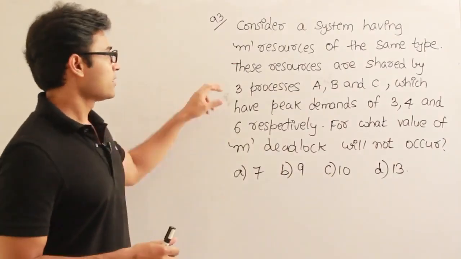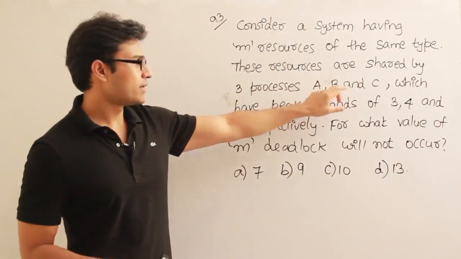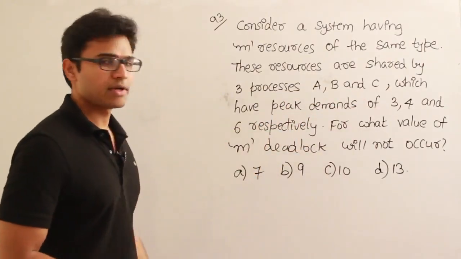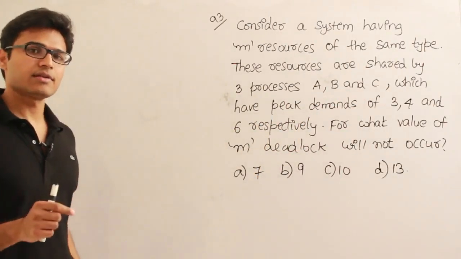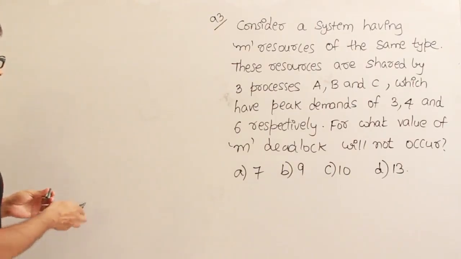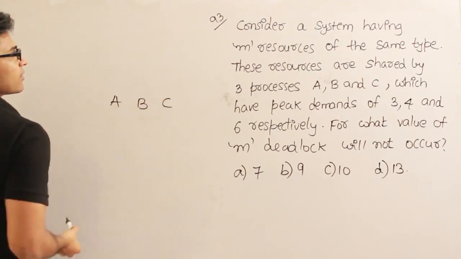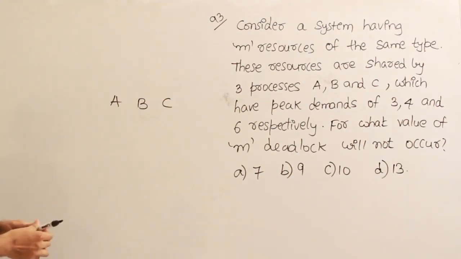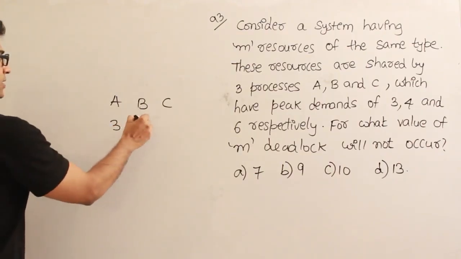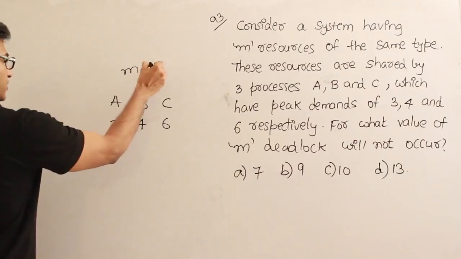And then they are saying that these resources are shared by three processes A, B and C, which have peak demands of 3, 4 and 6 respectively. Which means A needs 3, B needs 4 and C needs 6, and we don't know how many resources are required.